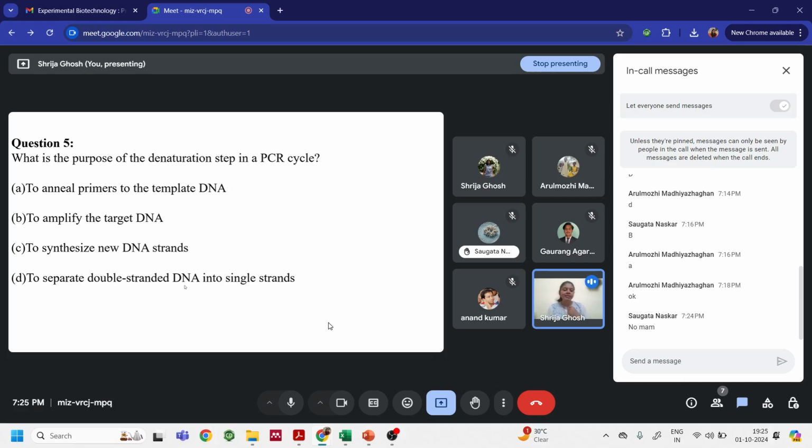Saugata, your hand is still raised. Can you put it down? I think it's clicked by mistake, probably.